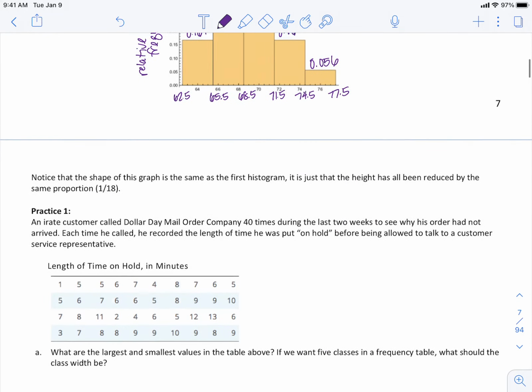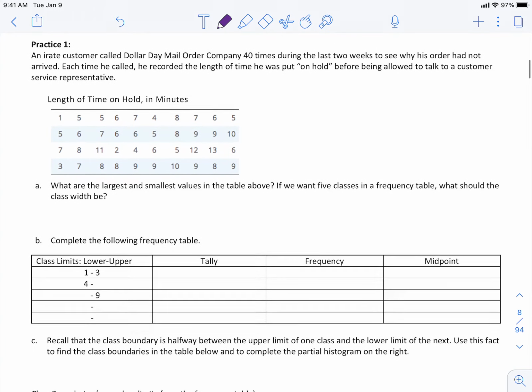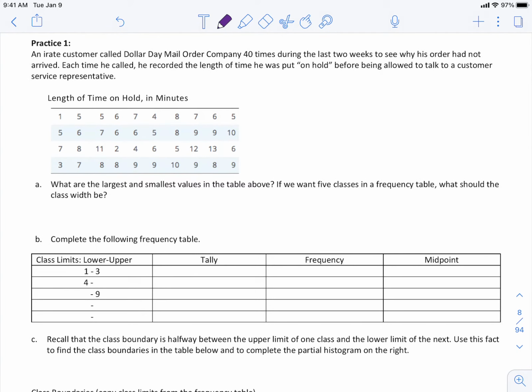All right, so practice 1. It says, an irate customer called Dollar Day Mail Order Company 40 times during the last 2 weeks to see why his order had not arrived. Each time he called, he recorded the length of time he was put on hold before being allowed to talk to a customer service representative. So here's the length of time on hold in minutes. A says, what are the largest and smallest values in the table? If we want 5 classes in a frequency table, what should the class width be? Please find this now.